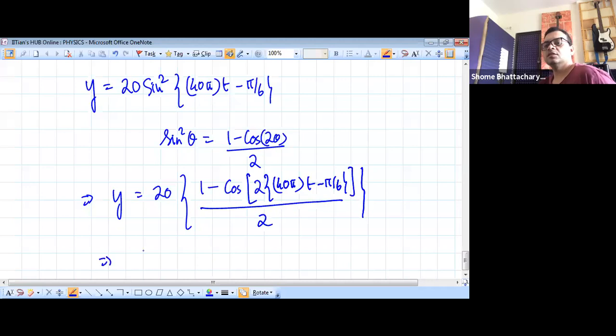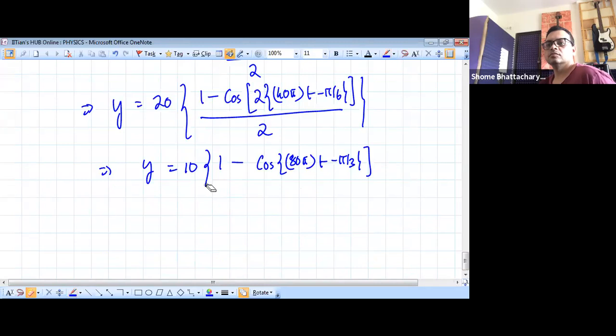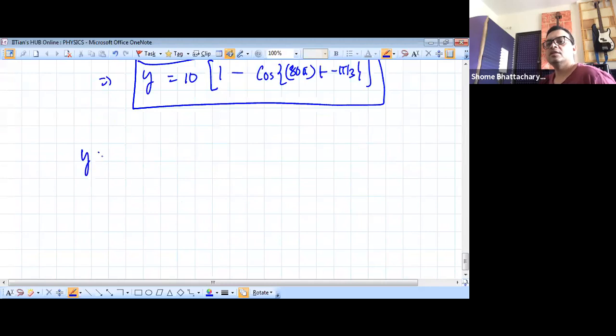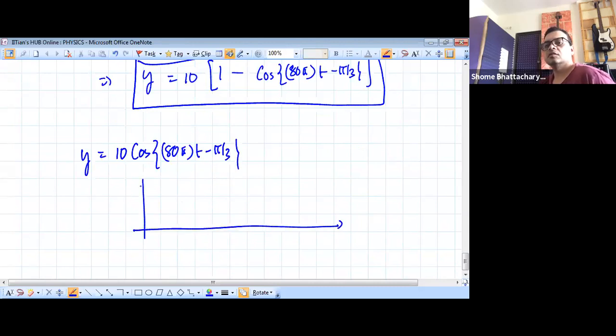So that will now become what? y is equal to 10 into 1 minus cos (80 pi t minus pi by 3). So now the whole thing is about plotting this graph. How do we plot this graph? We start by plotting y is equal to 10 cos (80 pi t minus pi by 3). We know how to plot this graph. This graph will look something like this.